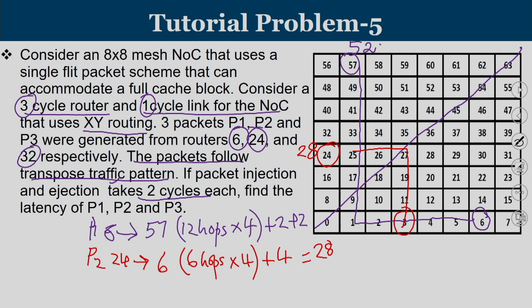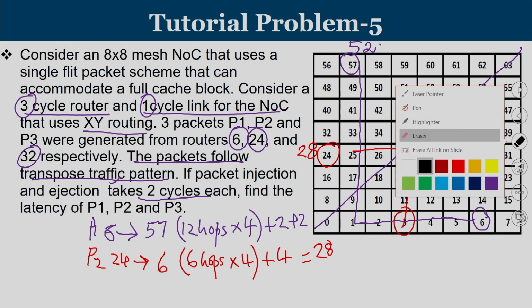Now, the third packet is at 32 and for 32 the destination is at the transpose location.